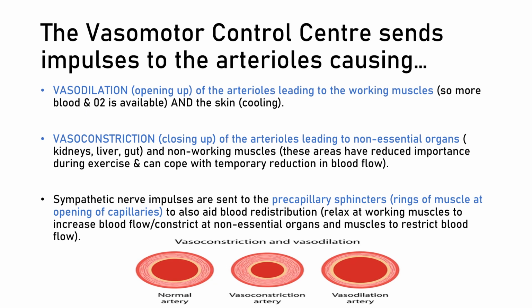If you imagine you've got your arteries and arterioles sending oxygenated blood, and the point of gaseous exchange at the muscles is where we've got the capillaries. Just between the arterioles and the capillaries, you've got these precapillary sphincters, which are rings of muscle. They also help with blood redistribution. Where we want to increase blood flow at the skeletal muscle, these will relax and open up, so they'll flood the capillaries feeding the muscles with lots of oxygenated blood, and then they'll constrict at the non-essential organs and the non-essential muscles to restrict blood flow.